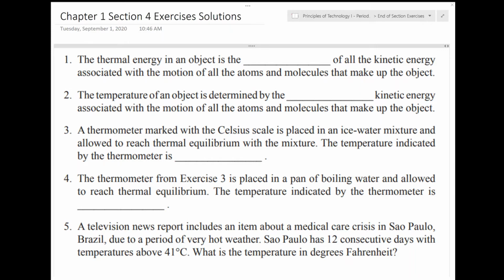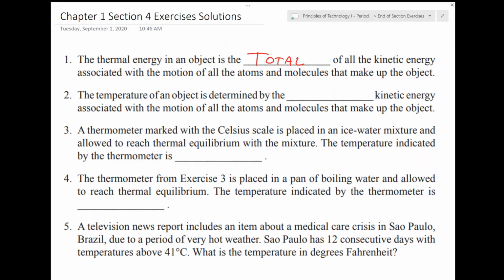Number 1, the thermal energy in an object is the total of all the kinetic energy associated with the motion of all the atoms and molecules that make up the object. Number 2, the temperature of an object is determined by the average kinetic energy associated with the motion of all the atoms and molecules that make up the object.